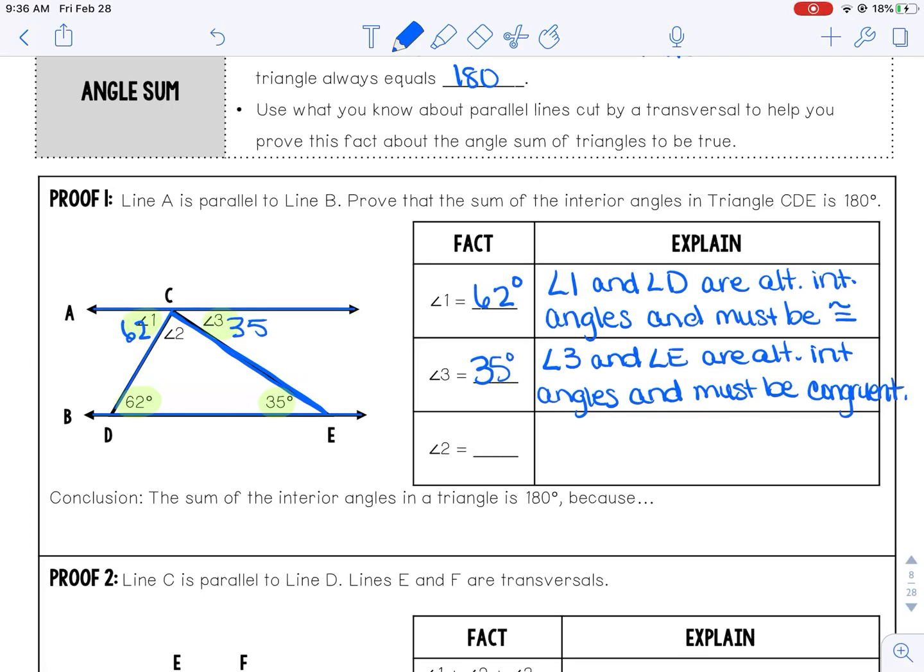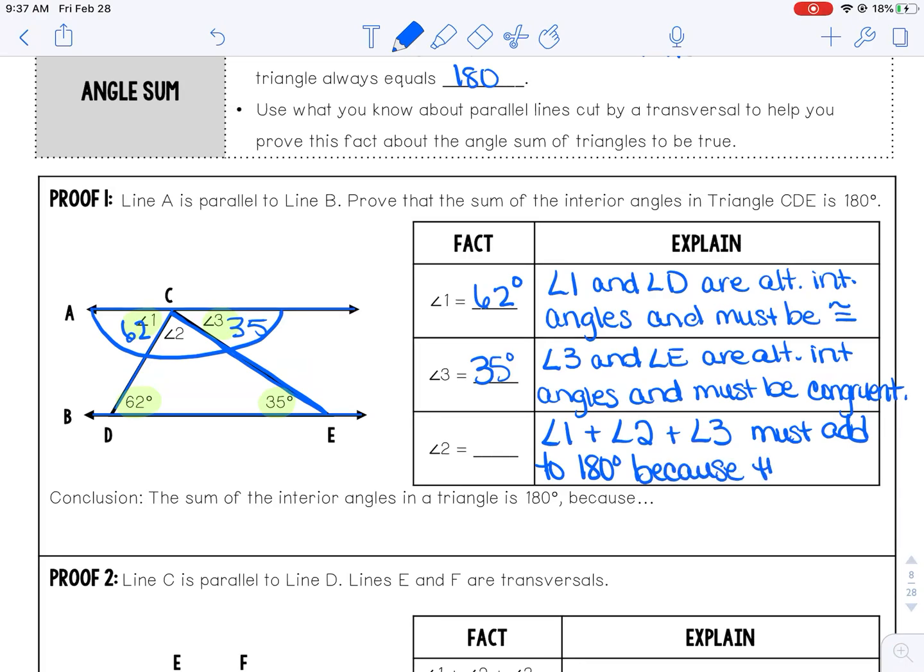Okay, now angle 2 is right there in the middle, and if you can think about the sunshine, it's making a semicircle or a sun on the horizon. I can't remember how Mrs. Bird would have explained it to you, but it does make a line, okay? So what we know is that angle 1 plus angle 2 plus angle 3 must add up to 180 degrees, because they form a straight line. So what I would do is I would take my calculator and I would type in 180. I would subtract 62. I would subtract 35. And then what you're going to get for an answer is 83.